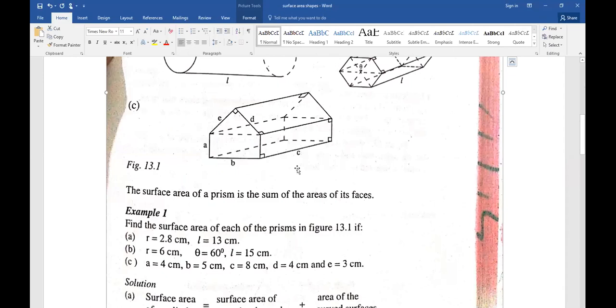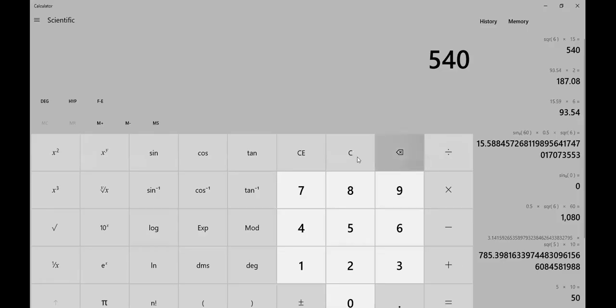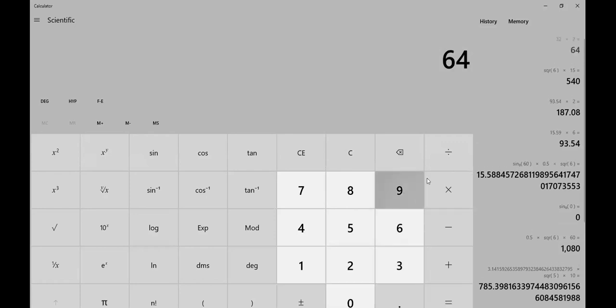Then we have C. This side of C and the other side are going to be rectangles that are the same. So you have C times A. A is 4, C is 8. So you have 4 times 8, and then we multiply by 2 because of the one on this other side. So we have that 32 multiplied by 2, which is 64.